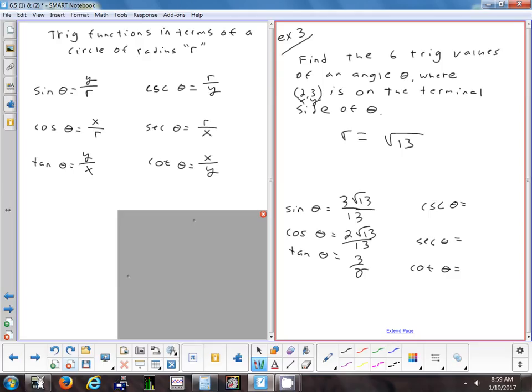And notice in this problem, we didn't find the angles. That's what we were doing before. We actually would use inverse sine here and find the angle. They didn't ask us to do that. We just had to find the trig functions. Any questions on how you do the 3 on the right? Okay.